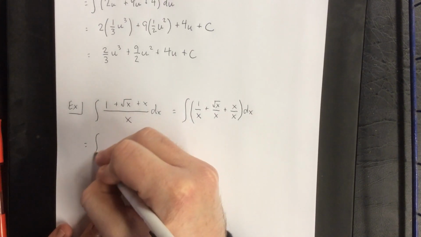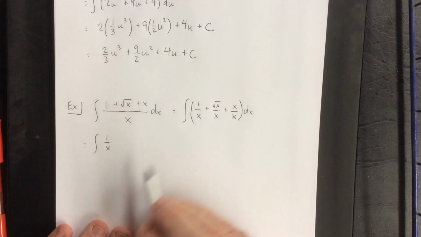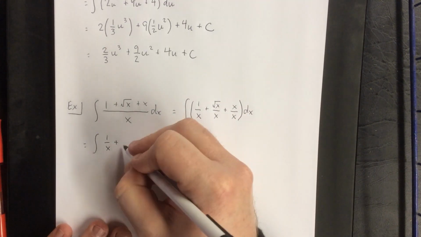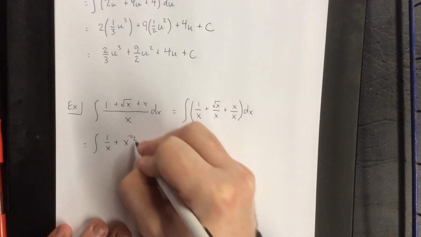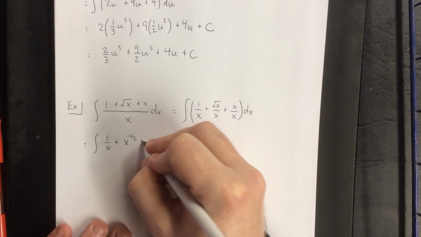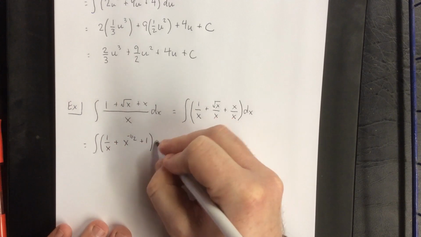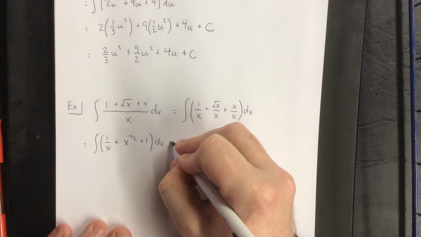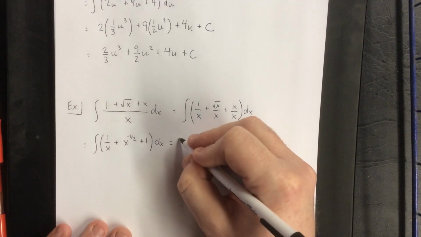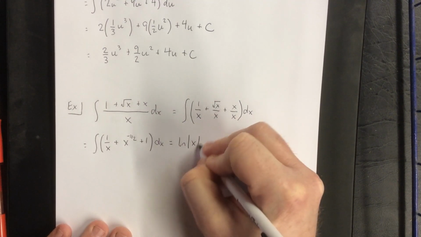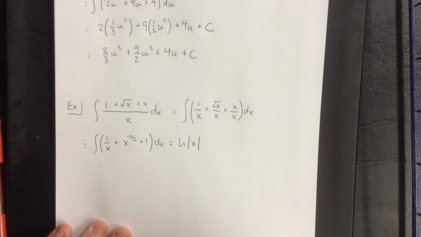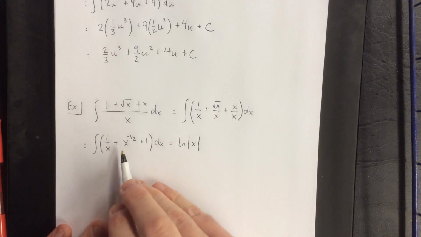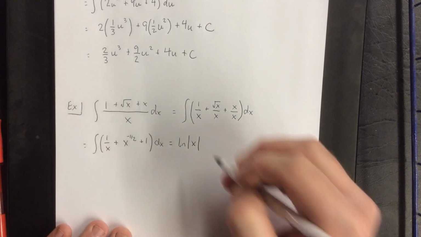The 1 over x I'm actually just going to leave as 1 over x because that one has a special antiderivative. X to the 1/2 power divided by x to the 1 power would be x to the negative 1/2 power, and x divided by x would be x to the 0 power, better known as 1. Once in this form, all 3 of these terms are ready for their antiderivatives. 1 over x, as discussed in the antiderivatives section, will be the natural log of the absolute value of x. The other 2 can be evaluated using the power rule.